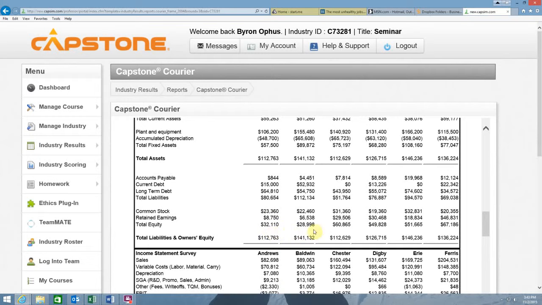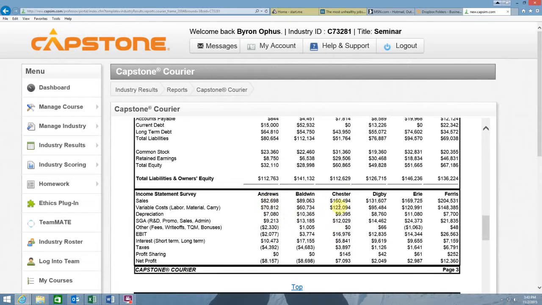Total equity, look at that. We got two companies down here that are really kind of tiny. Go small, and you can go small and do well, depending. Now, they've also got really, really low sales, and so it'll be interesting to see how they handle those things.